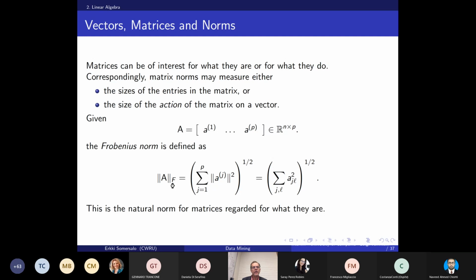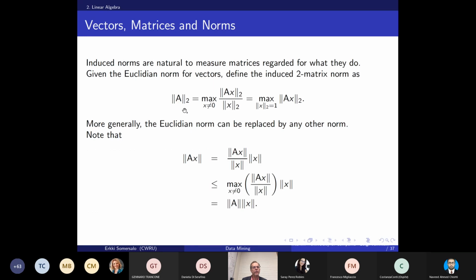Now, the other norm that I was mentioning, and the other view of matrices, is that you think of matrices as operators. So they are sending vectors to vectors. I take a vector x and I'm sending it to another vector A of x.